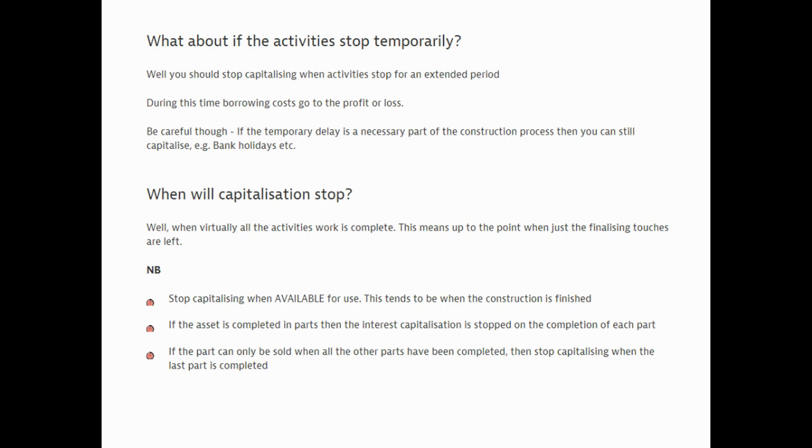you should only suspend capitalization of borrowing costs when the activities on the ground stop for an extended period. Extended period, we are just talking about quite a long time, but this one is subjective. 2 months might be a long time to someone. 3 months might be a long time, or someone would say even a year is not a long time to me. But the standard just says if activity stops for an extended period.